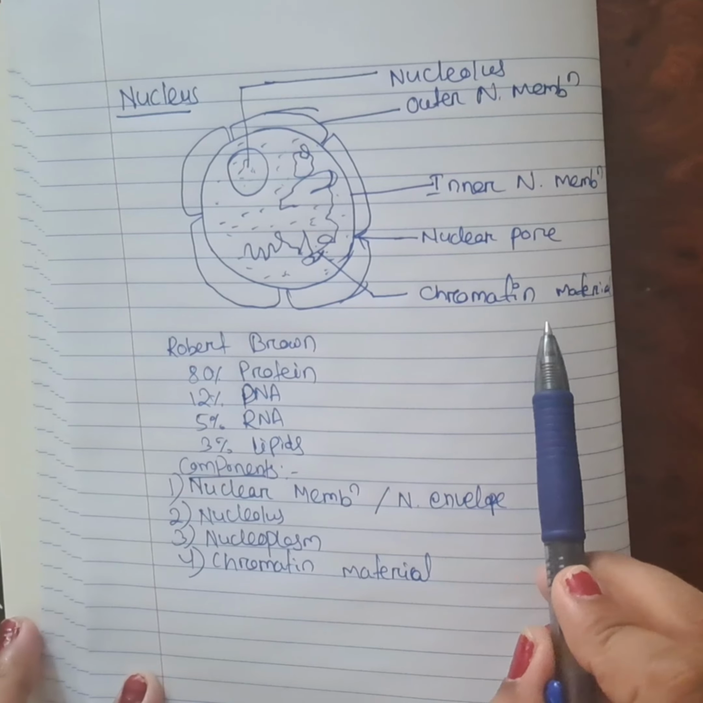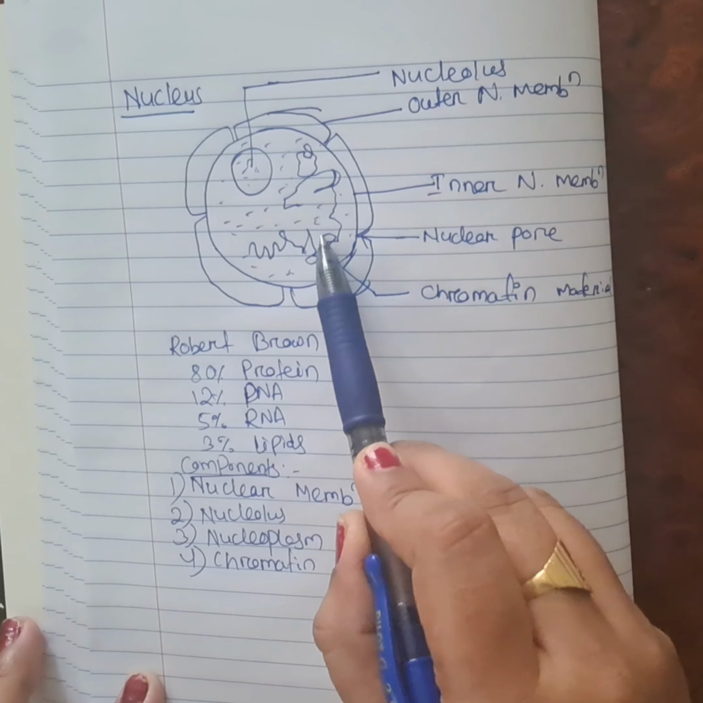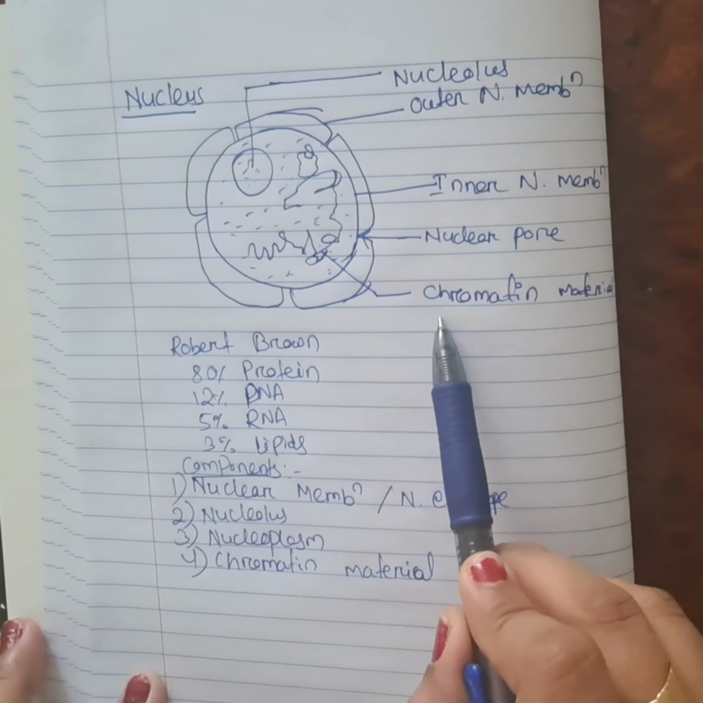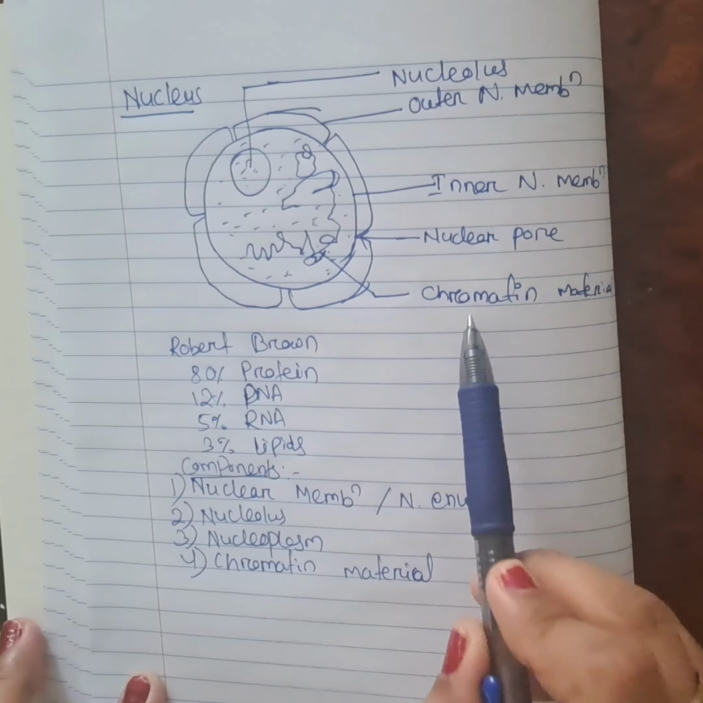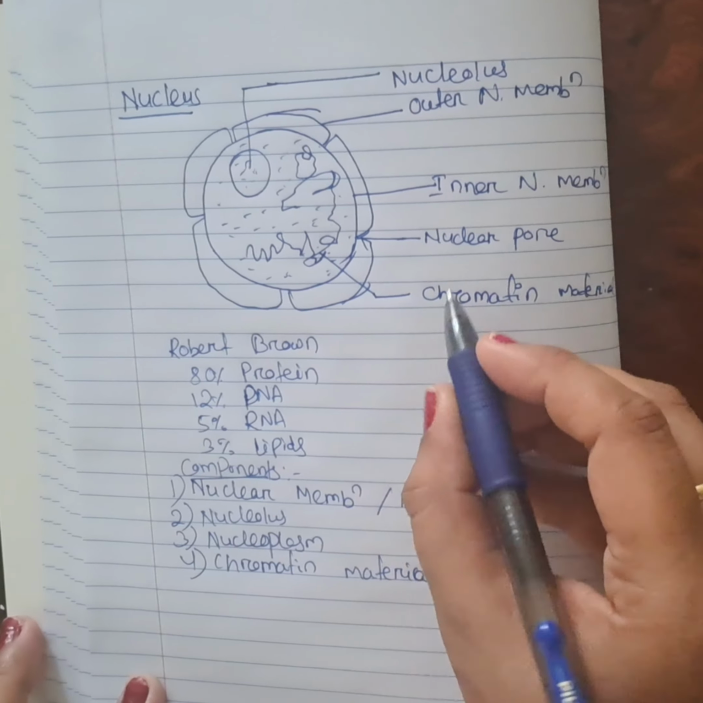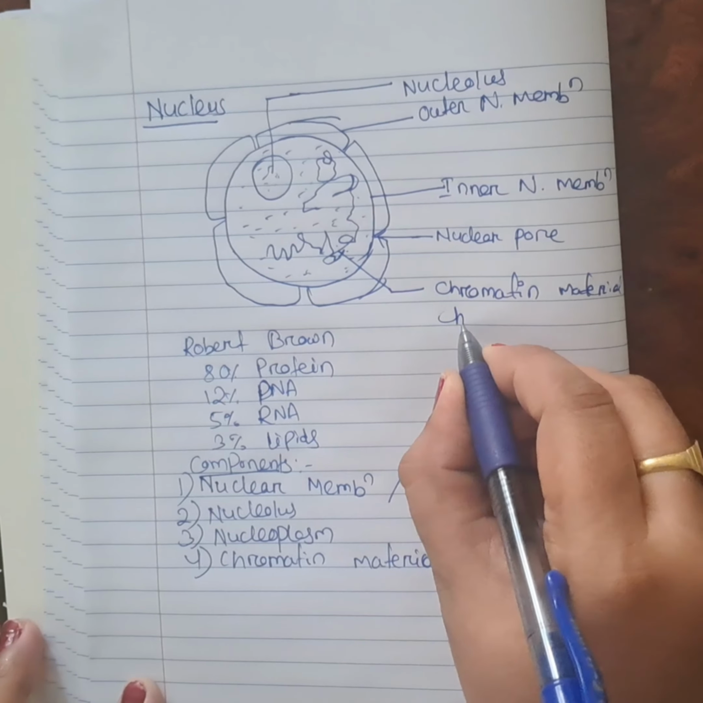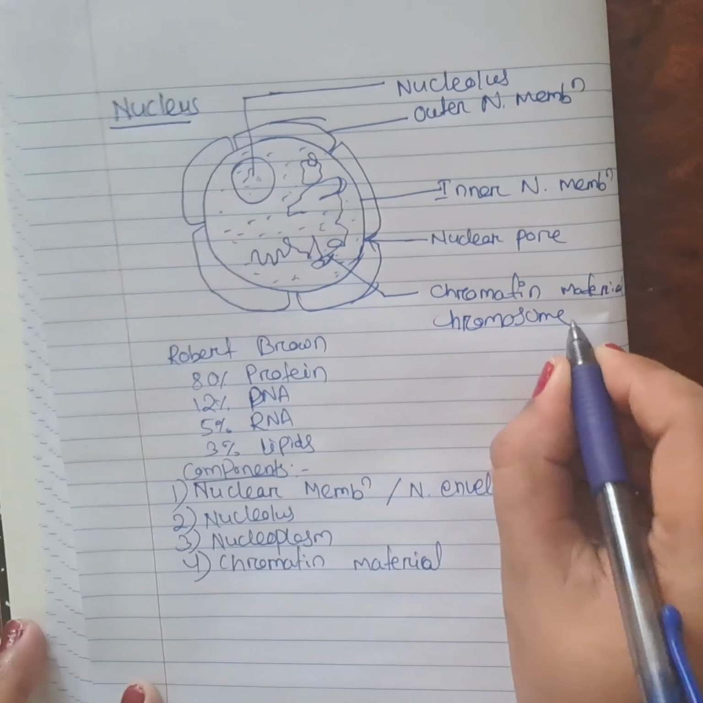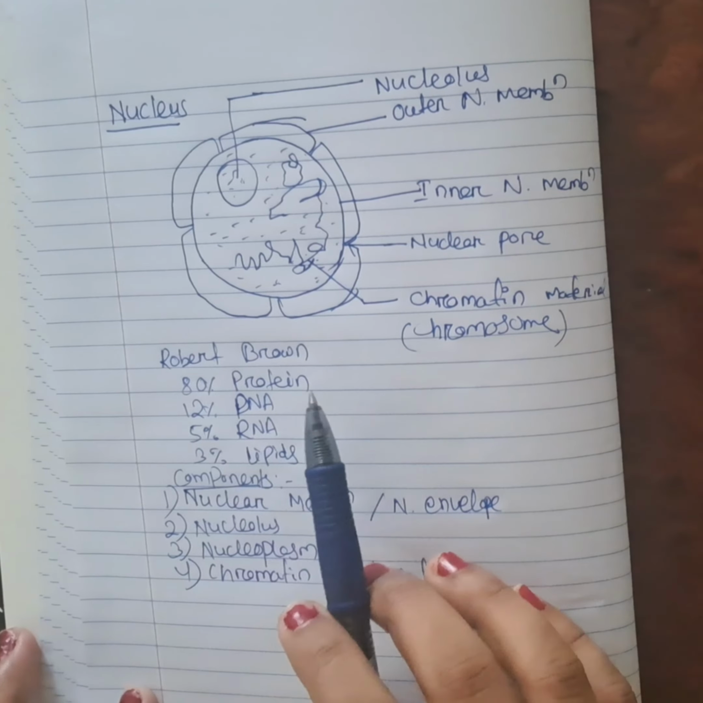The chromatin material is a network of thread-like structures. During cell division, this chromatin material becomes thick and condensed, forming the chromosome. And the chromosome consists of DNA and protein. Functions of the nucleus.